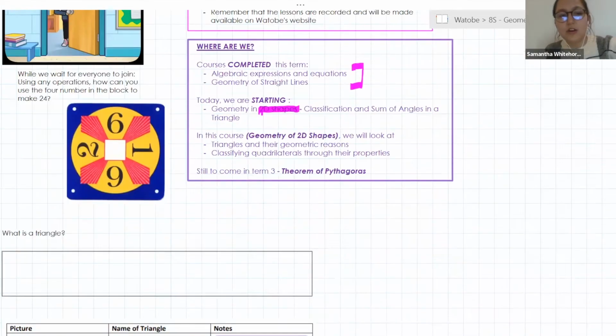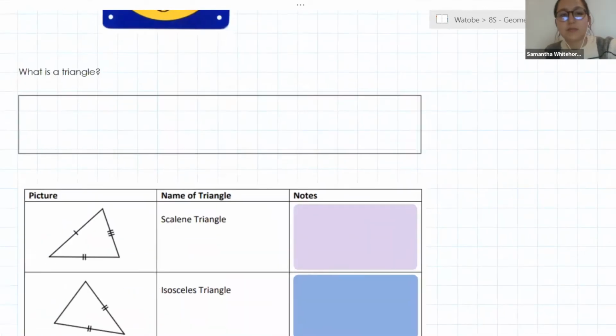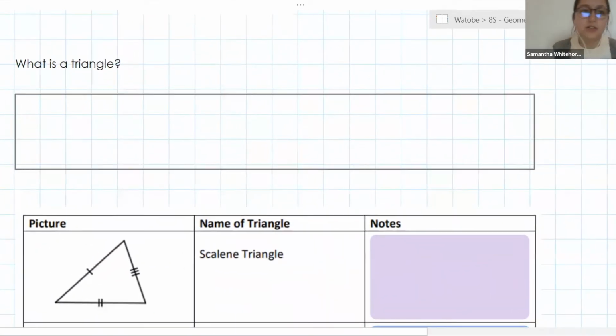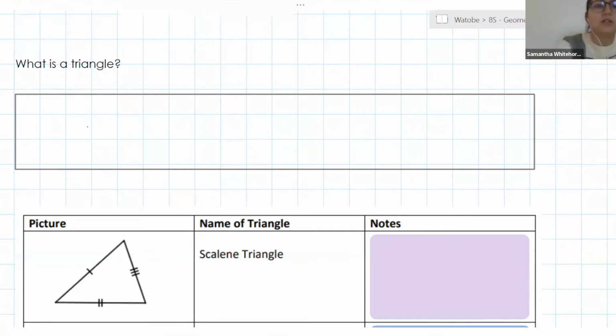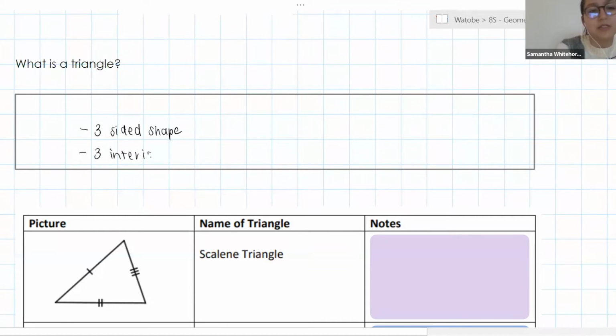So what we're first going to have a look at is how we can classify triangles. Firstly, what is a triangle? Well, a triangle is a three-sided shape. It's a closed shape, and because it is closed, we have three interior angles. I'm making a point of this because these are some of the things we're going to start working with as we get into this geometry section.